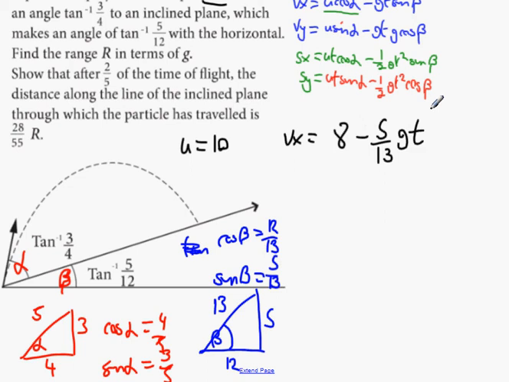Okay. What about phi y? Phi y, u sin alpha. U sin alpha is going to be 10 times 3 over 5, which is 6. Minus gt cos b is going to be minus, what's it, 12 over 13 gt?